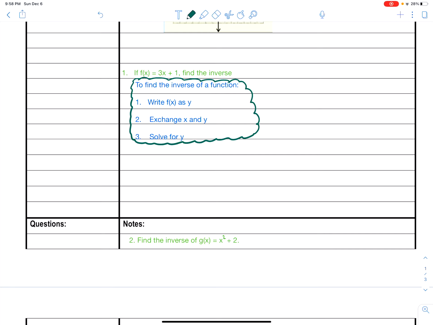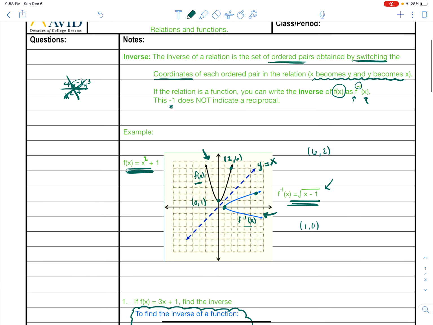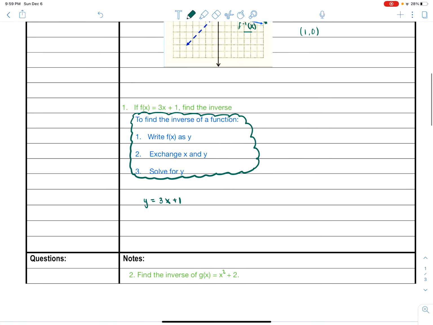First, write f of x as y. So you're going to change your function notation, which is really just the nickname we gave it. Instead of f of x equals, we're going to write y equals 3x plus 1. Second, you're going to exchange the x and the y. So we're going to change them just like we talked about, switching the coordinates. We're going to switch the x and y. So I'm going to take y away and make it x. I'm going to take x away and make it y.